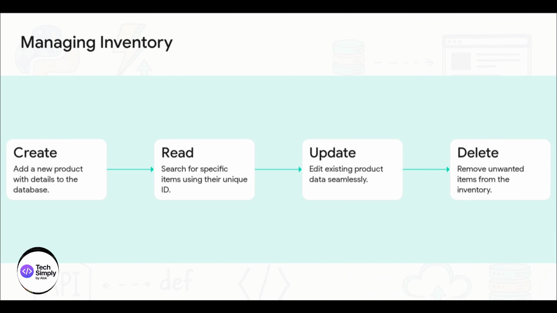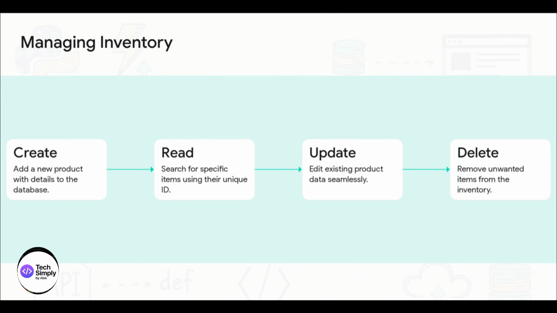Next, we read. We can build an endpoint that lets a user search specifically by ID to pull up that exact laptop. Then we update, so if the price drops, our backend handles that edit seamlessly. And finally, we delete. Let's say we decide we no longer want cheap products in our premium inventory. We just trigger a delete request to clear out the pens.